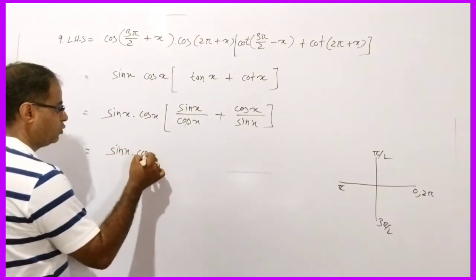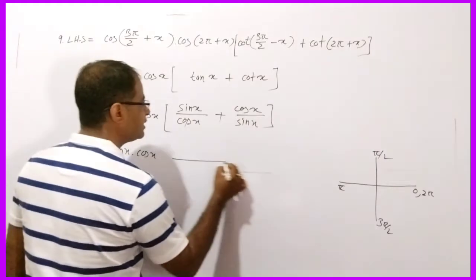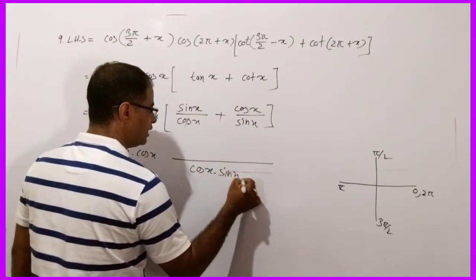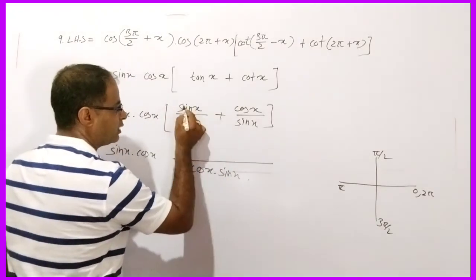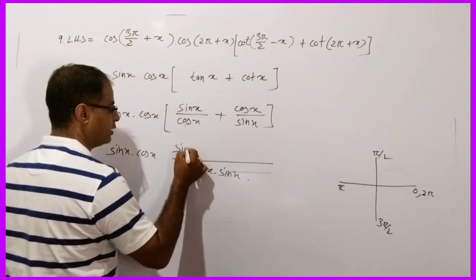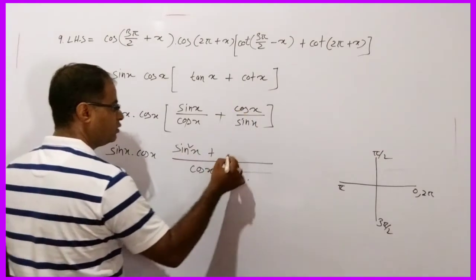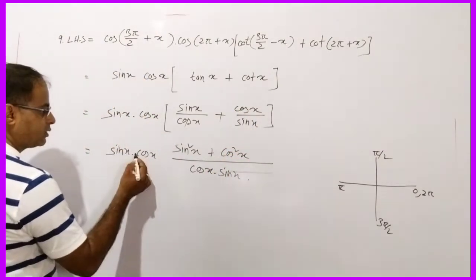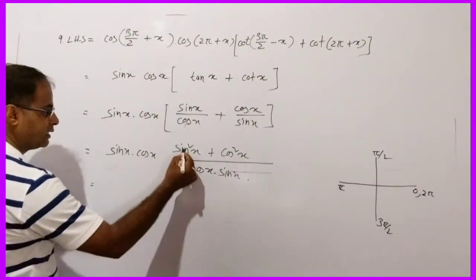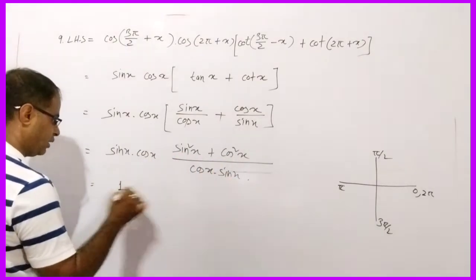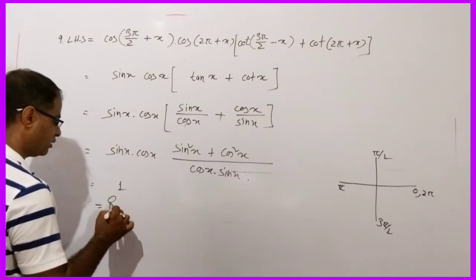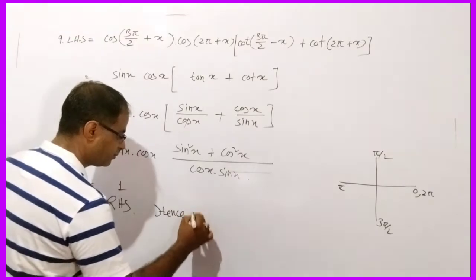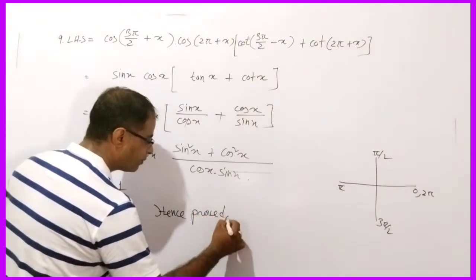Now sin x into cos x, take the LCM as cos x into sin x, which is the cross multiplication: sin x into sin x, sin square x, plus cos x into cos x, cos square x. Now cos x sin x cancel. Sin square x plus cos square x is 1, the whole thing is 1, which is the right hand side. Hence proved. Clear?